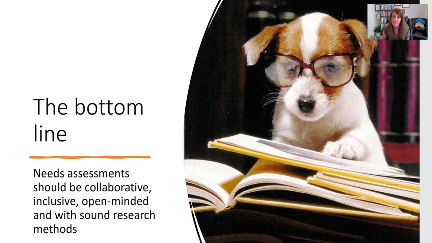Ultimately, though, the bottom line here is that needs assessments should be collaborative. They should be inclusive. You should go in with an open mind about what you'll find rather than saying, this is what I know is the need and I'm just going to fit the data to agree with what I already think. You want to really show what it actually says about needs. And you should include those sound research methodologies as well.